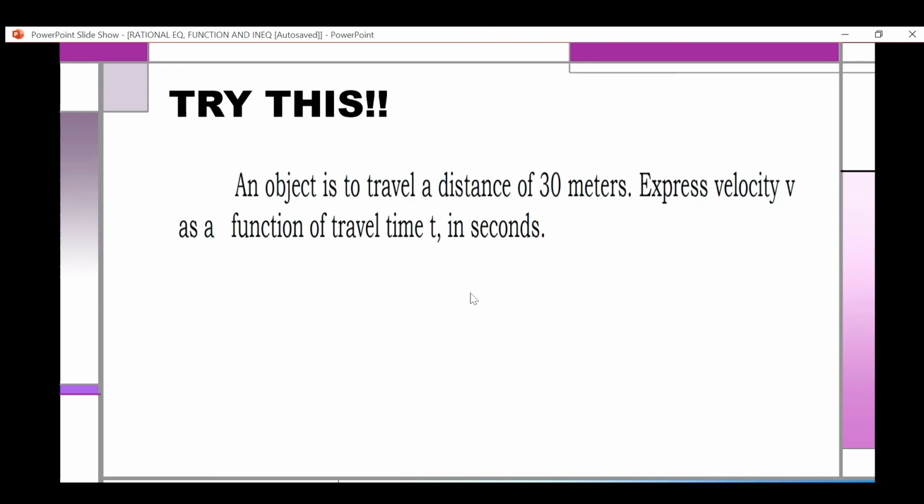Okay, so tingnan nga natin, class, kung natutunan natin yung representation ng rational function natin. So, can you try this problem? An object is to travel a distance of 30 meters. Express velocity v as a function of travel time t in seconds. Okay, so how are we going to represent our function? We can pause the video and answer it, class.